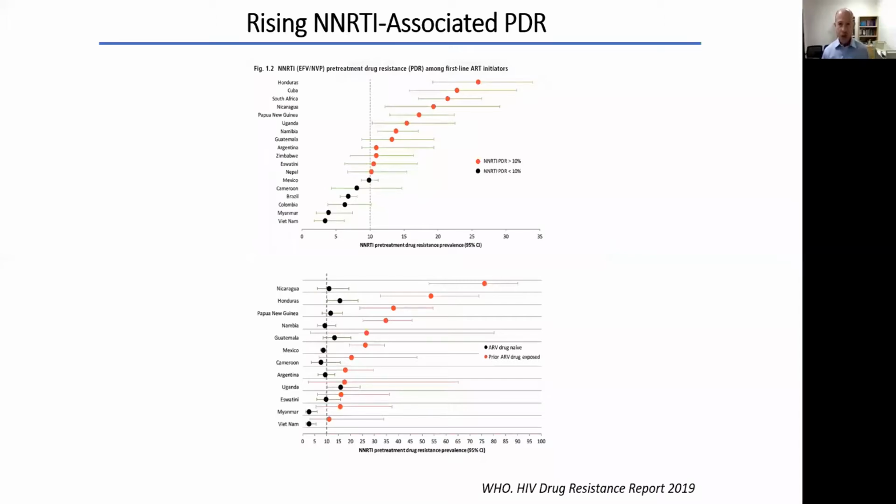This figure shows data from the 2019 WHO HIV drug resistance report. The top figure shows data from 12 of 18 surveys in which NNRTI-associated PDR was above 10%, shown here. And these were particularly in Southern and Eastern African countries as well as Caribbean countries. The figure beneath that shows that, in fact, a large proportion of the patients with PDR were those who were restarting therapy, shown in red, rather than those who had been completely ART naive at the start of therapy, shown in black.